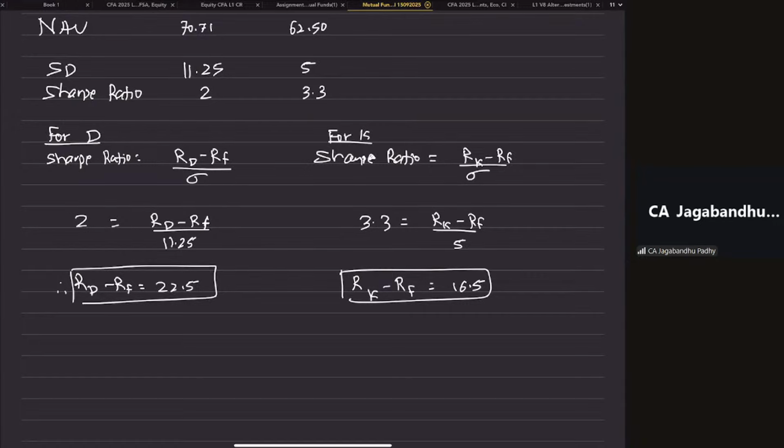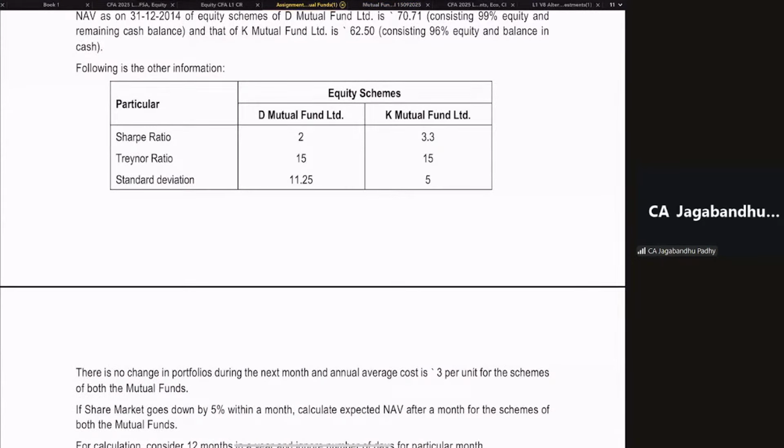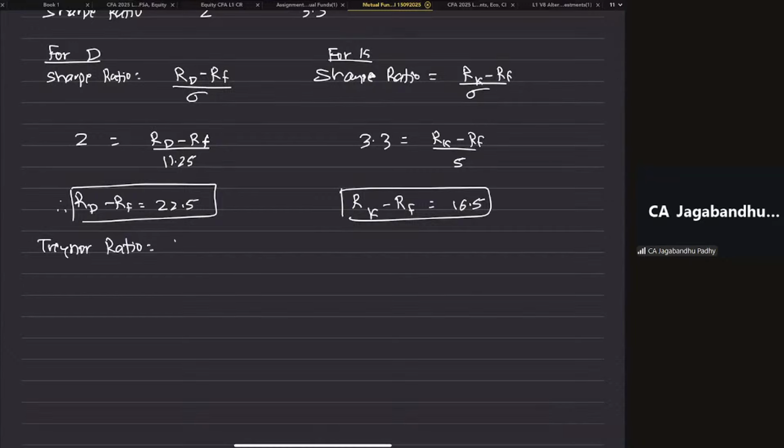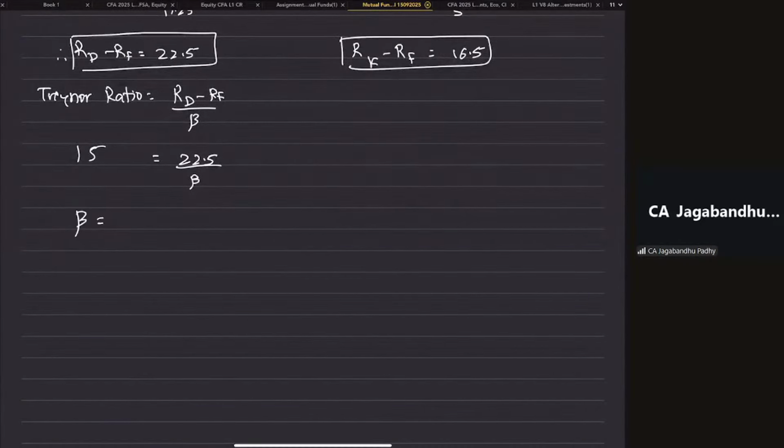Now we need to get the beta values. For that, we'll have to take the Treynor ratio. What is the Treynor ratio given for D? 15, Treynor ratio 15 for both. So the Treynor ratio is return of D minus risk-free upon beta. So this is, we know, 22.5 upon beta, and Treynor is 15. So can we get the beta value here now? 22.5 divided by 15. So beta is what? 1.5.